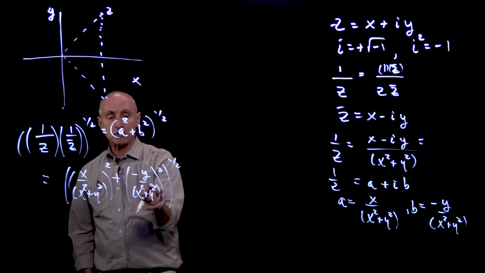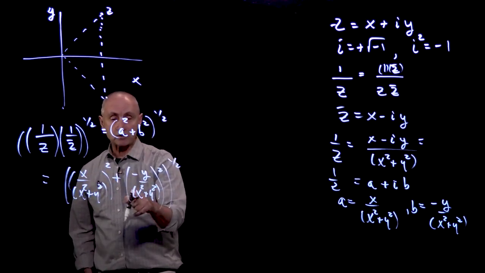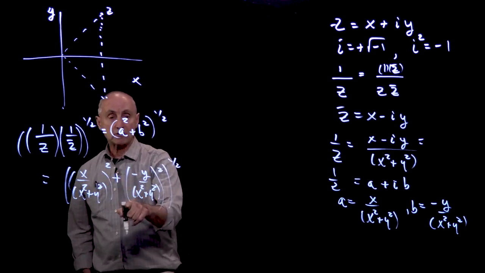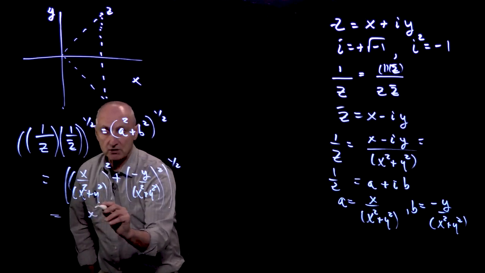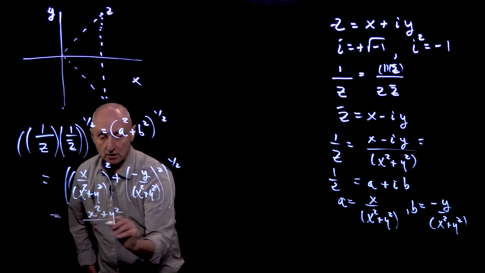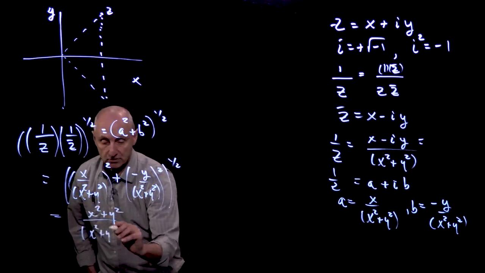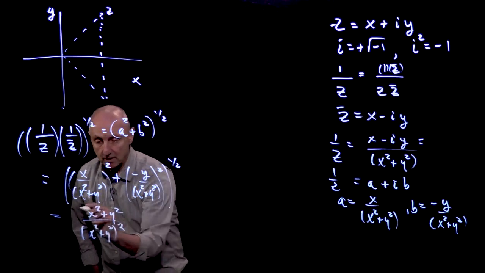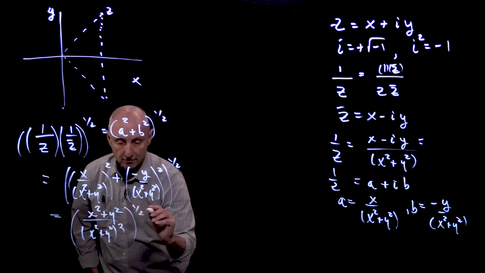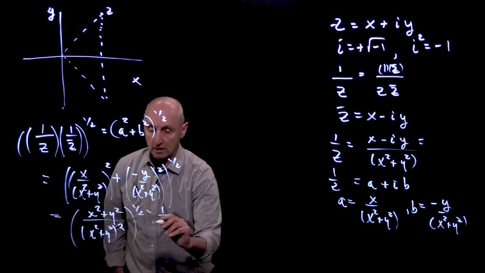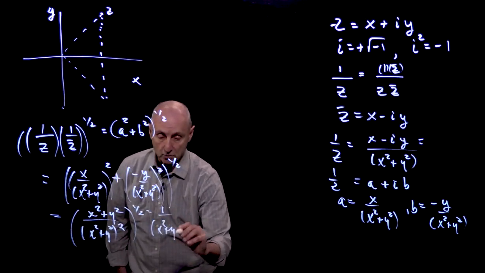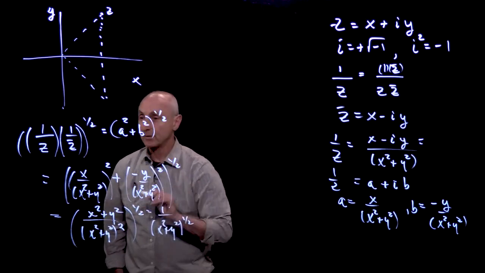And we have upstairs, we have x squared plus y squared. And downstairs, we have x squared plus y squared, squared. So this becomes x squared plus y squared over x squared plus y squared squared to the 1/2. And we have just 1 over x squared plus y squared to the 1/2.